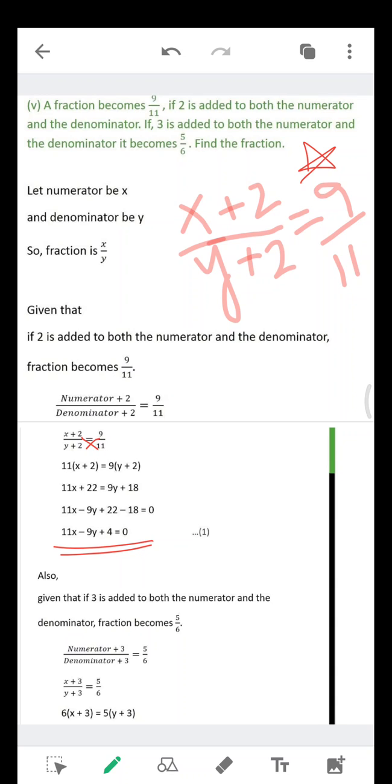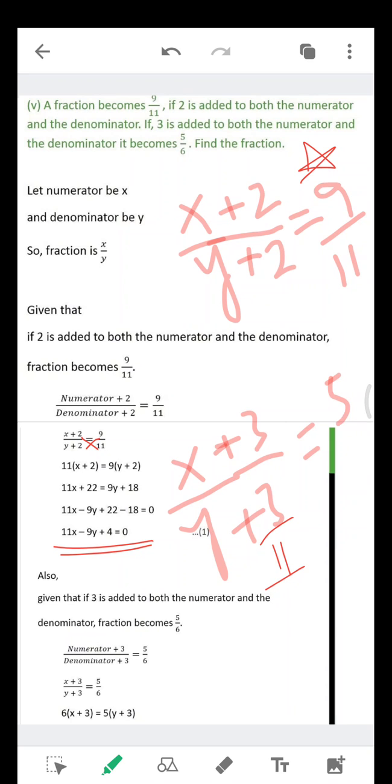Next, we'll go to the second case now. This is the second case. What is it telling in the second case? If 3 is added to both numerator and denominator, it becomes 5 by 6. So if I add 3 to both numerator and denominator, it becomes 5 by 6.